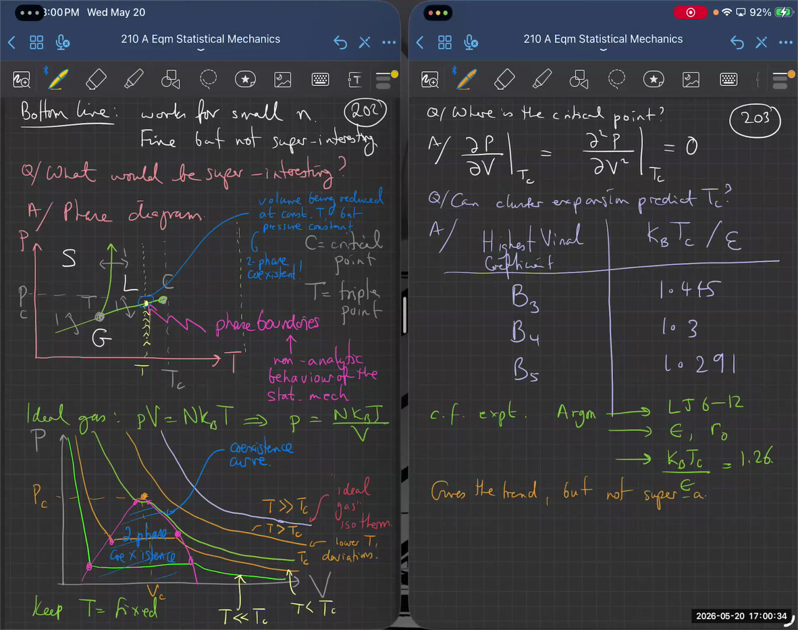It's not super amazing. And so you have a lot of work to do to be able to even predict this. We're at about 2% accuracy up to B5 or B6, something like that. Okay, but then you could say, well, does the cluster expansion predict what happens below those temperatures? And the answer is no.